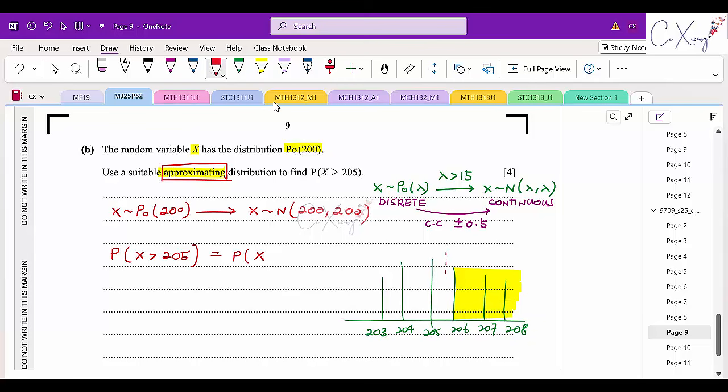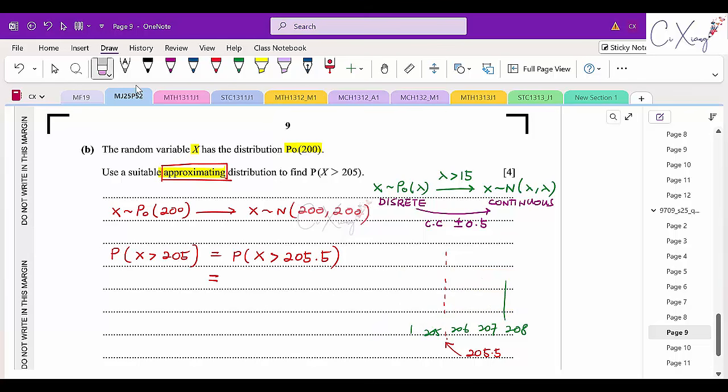To apply continuity correction, you have to make sure that the line or the value that you want to include is slightly before the area that you want to find. So for 206, the line before should be 205.5. And this will be the continuity correction. So X greater than 205.5 here.